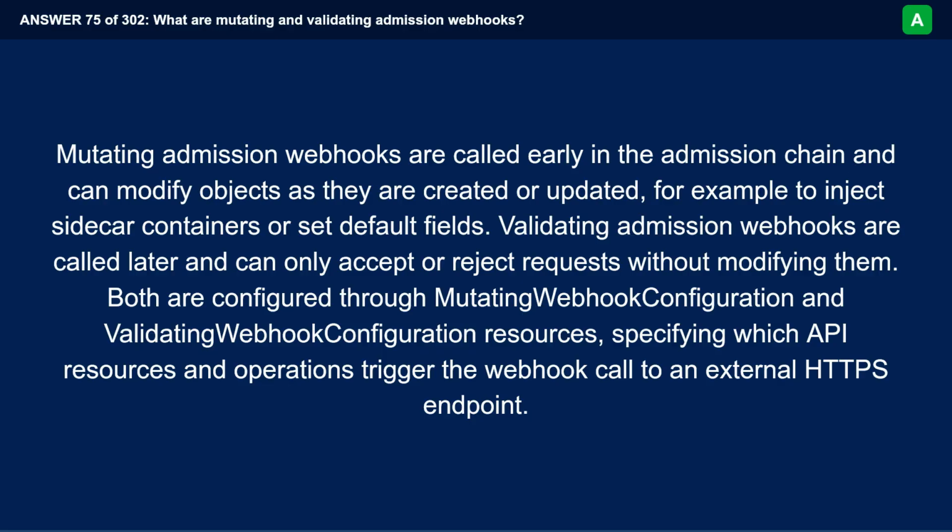Mutating admission webhooks are called early in the admission chain and can modify objects as they are created or updated, for example, to inject sidecar containers or set default fields. Validating admission webhooks are called later and can only accept or reject requests without modifying them. Both are configured through mutating webhook configuration and validating webhook configuration resources, specifying which API resources and operations trigger the webhook call to an external HTTPS endpoint.